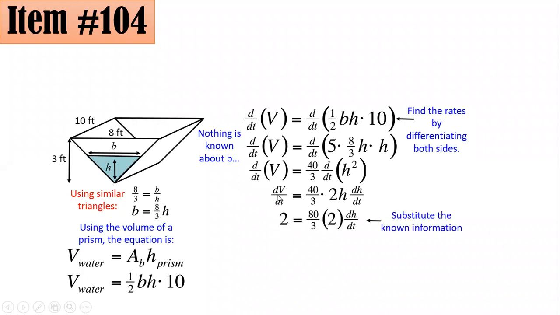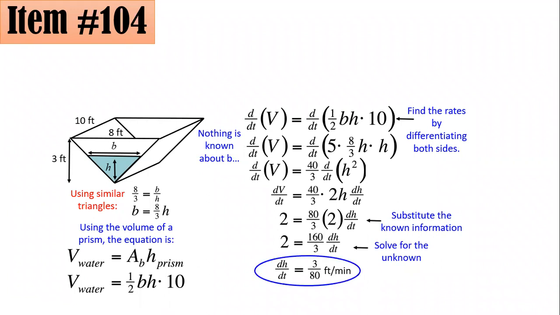By substitution, dV/dt is 2 in our problem. So 2 equals 80/3. Why 80/3? Because 40 times 2 all over 3 is 80/3. Then our height was also 2, from the given. And if we solve for dH/dt, that tells us that dH/dt is 3/80 feet per minute. Letter B is our correct answer.